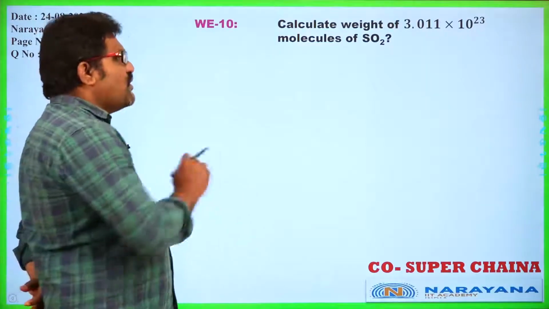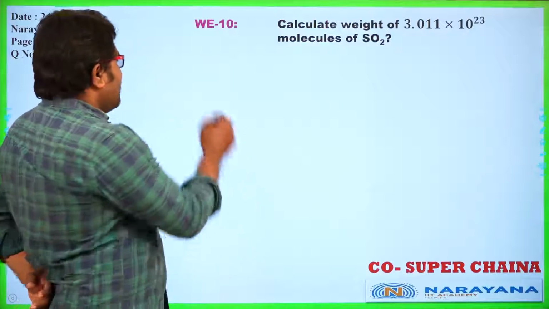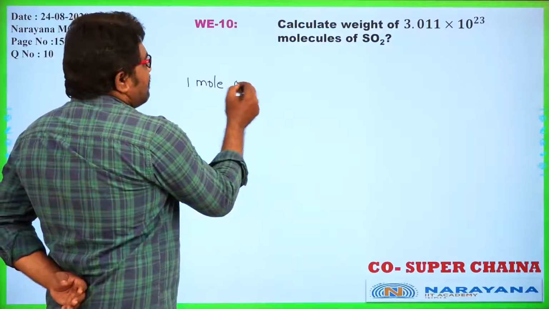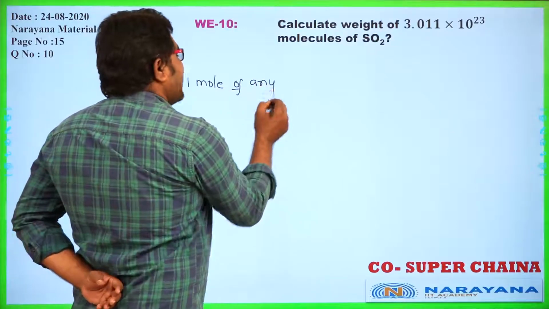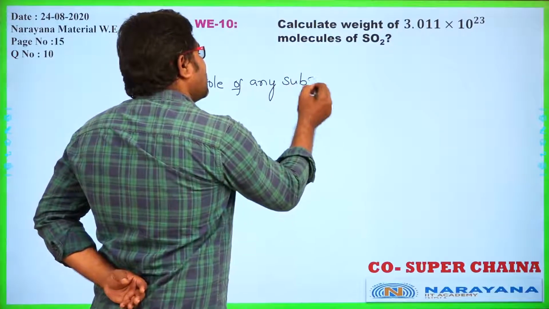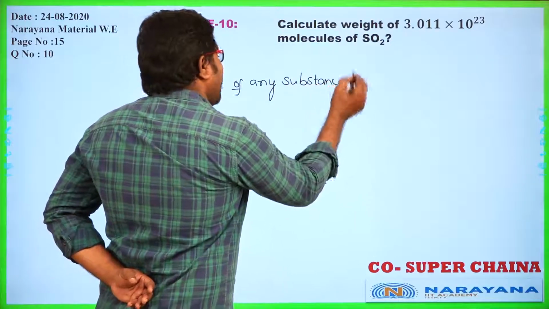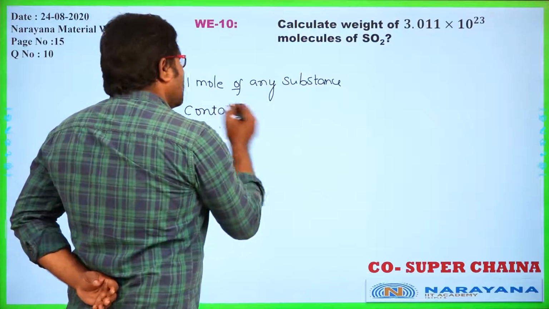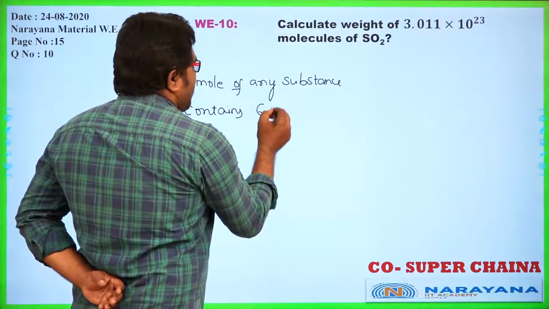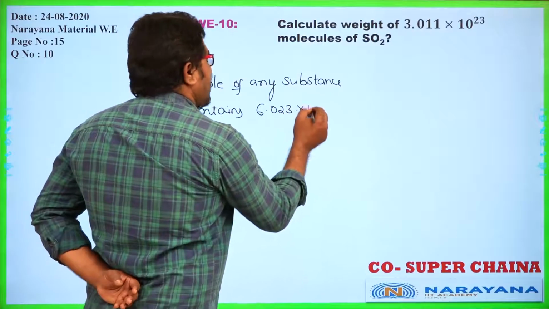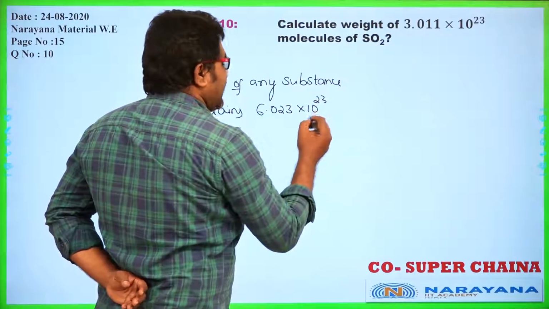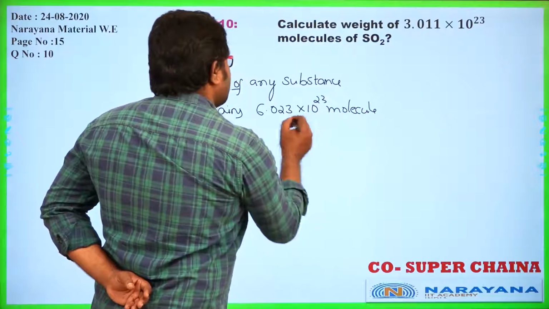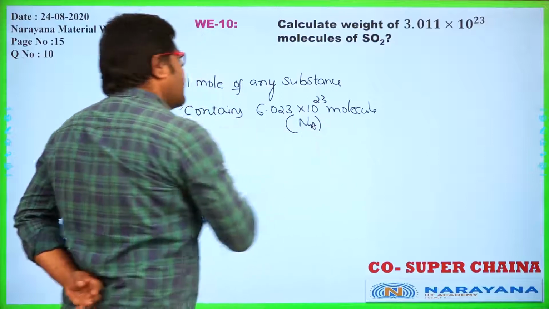Yes, as we know, generally 1 mole of any substance contains Avogadro number, 6.023 into 10 power 23 molecules, which is known as nothing but an Avogadro number.